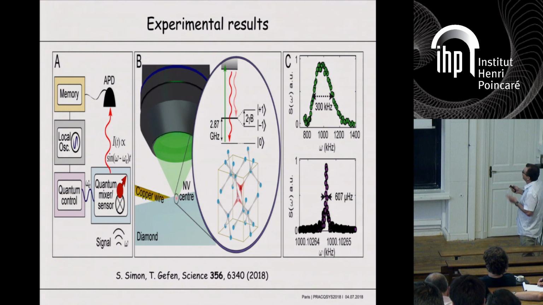And these are the experimental results. This is the regular method. The width is very large, 300 kilohertz. And here the width is very small, 600 microhertz.